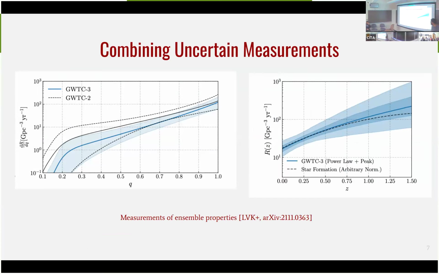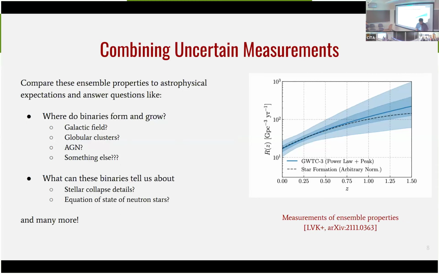Okay, cool. So these ensemble properties of gravitational waves, such as their masses, spins, redshifts, mass ratios, etc., can be compared to astrophysical expectations and can be used to answer very interesting questions, such as where do these binaries form and go? This is an open question. I don't think we have a definitive answer for those questions, and there are a variety of models proposed for this.